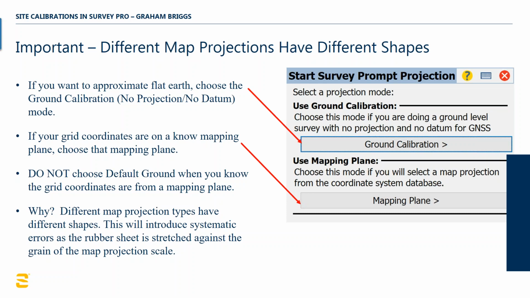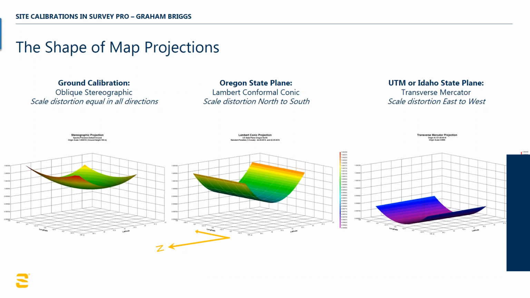So go ahead to the next slide, Joe, and I'll try to show you a picture of really what that means. So here we have 3 different plots, right? These 3 different graphs of these surfaces, this is actually a plot of the scale factor over a particular area, and this area is in Southern Oregon, where I was doing some testing and analysis with one of our customers because they were having this exact same problem.